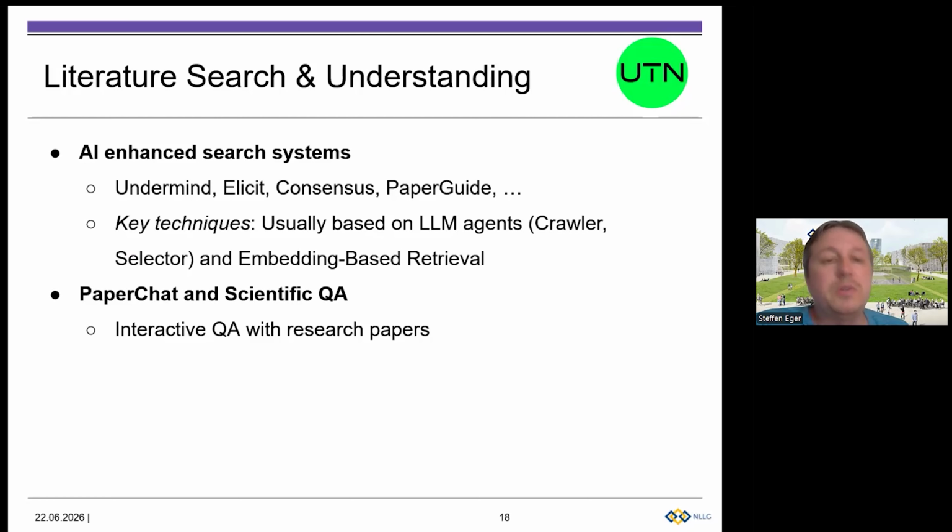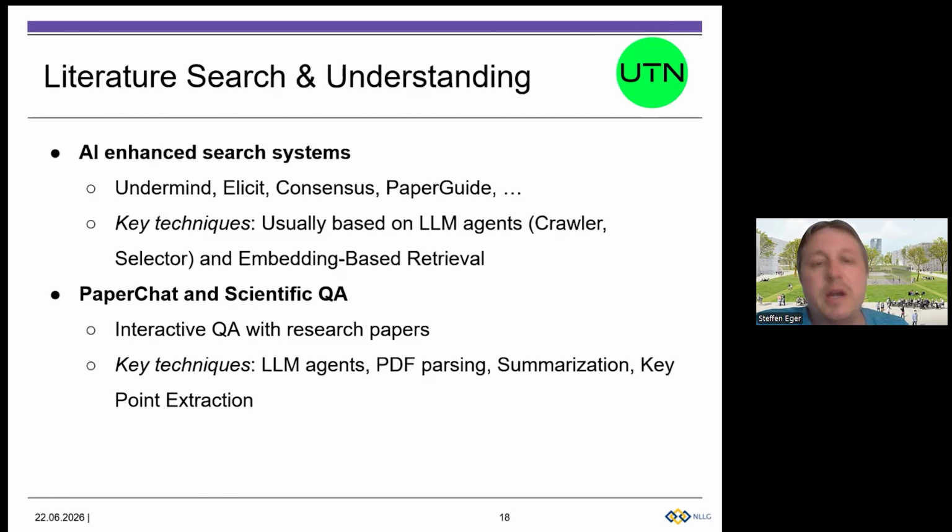So you could upload a research paper, for example, in Gemini or in ChatGPT, and ask questions about this paper. And the key techniques here are also LLM agents. So you have agents that try to answer your questions. Of course, you have to parse the PDF. You also have to provide summarization, key point extraction in order to be able to answer the user requests.